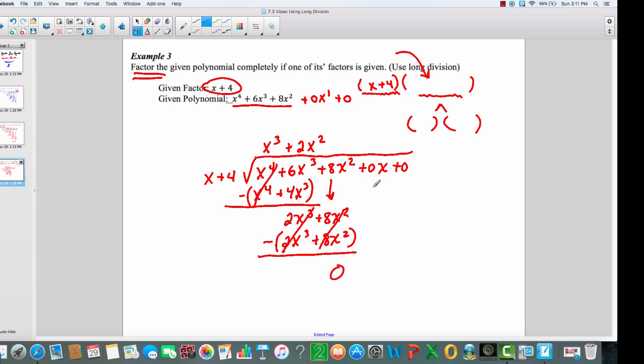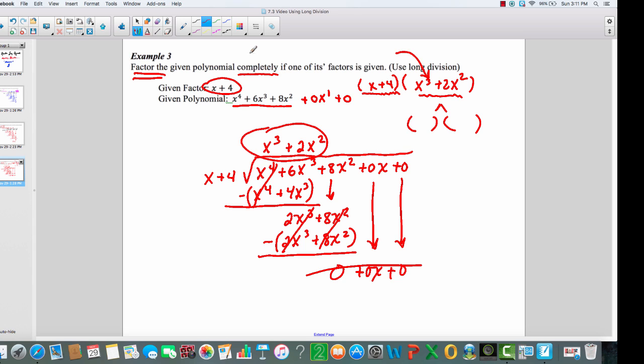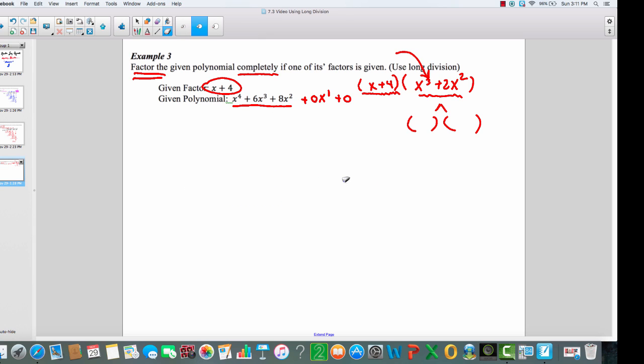So, if you notice, I could bring down this, but that wouldn't do anything. I can bring down this, and that wouldn't do anything. So, we're done. Now this is the other factor. So it would go here. x cubed plus 2x squared. Now we would be done if it wasn't for this. Whenever we do factoring, we always like to say factor completely. So let me erase this and then factor the rest. It'll only take 2 seconds.